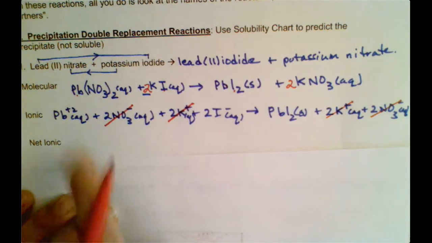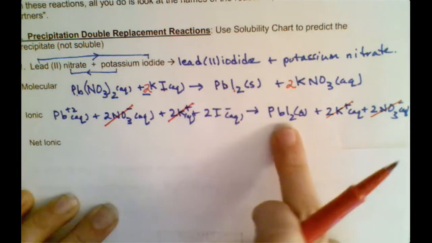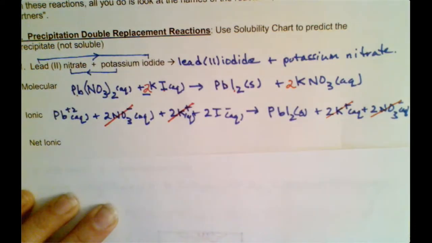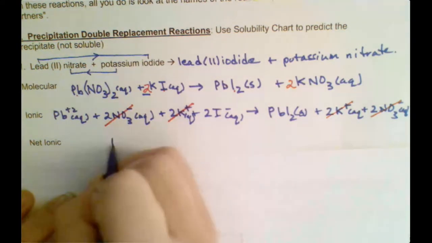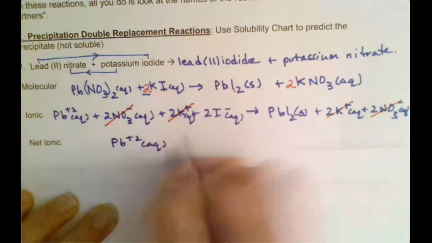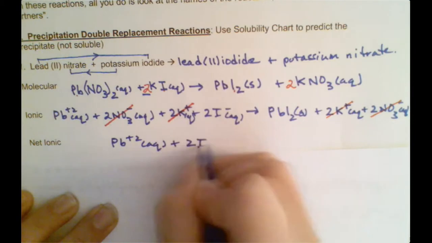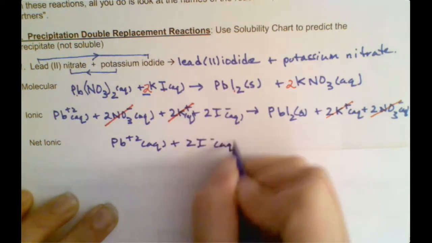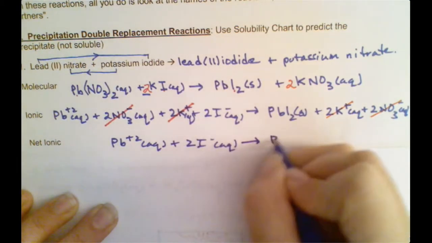And what you are left with are the ions that form the precipitate. That is what your net ionic equation should show: the ions that end up creating your precipitate. Okay? And there we go.